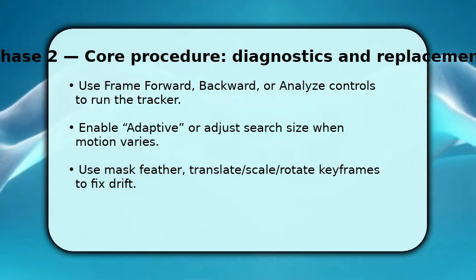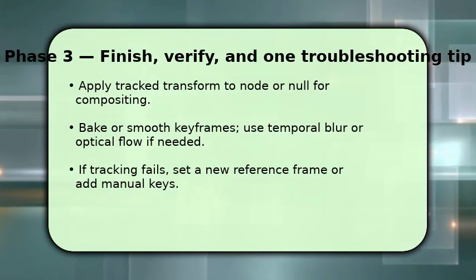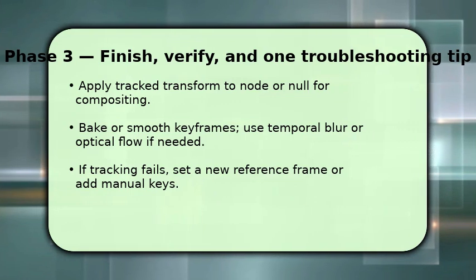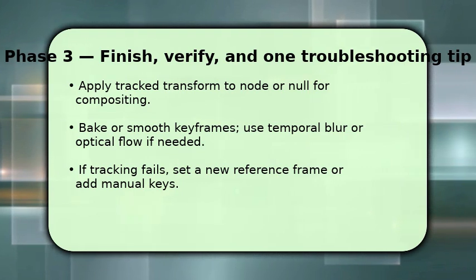You now apply the track data to either the active node or a dedicated null so other nodes can inherit the motion. Once applied, bake the keyframes or use smoothing to remove jitter. For tough motion, add temporal blur or enable optical flow.